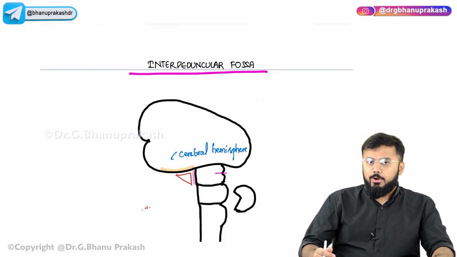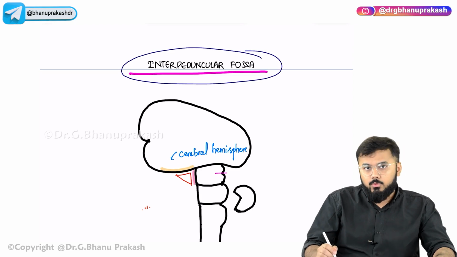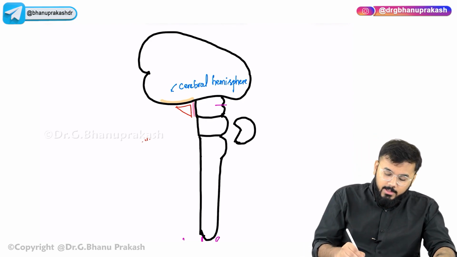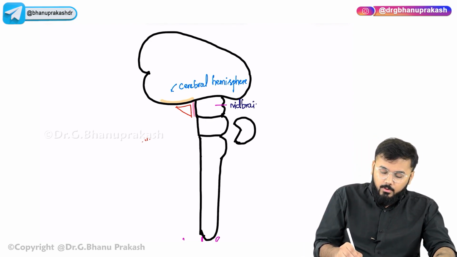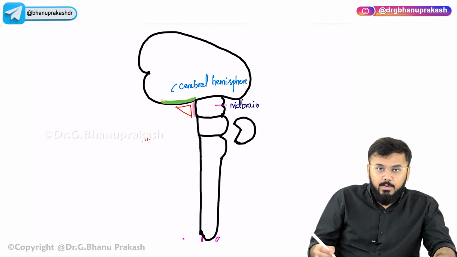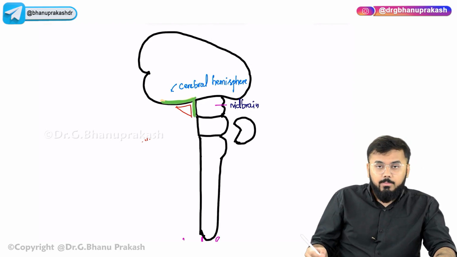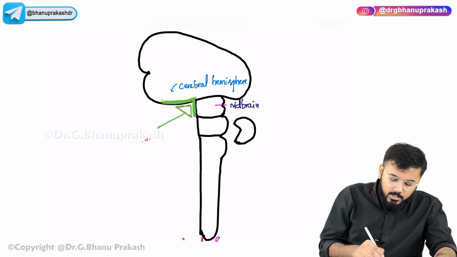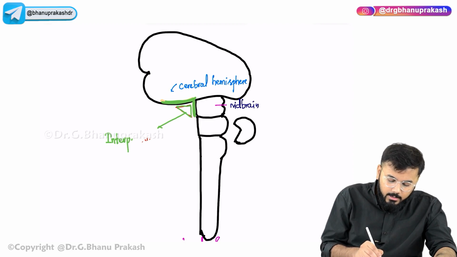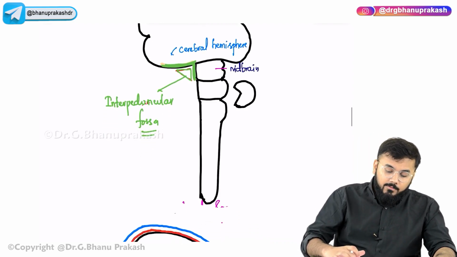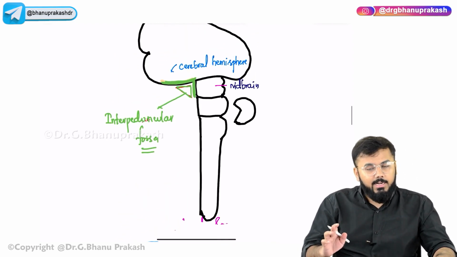Now let us discuss another important topic, that is your interpeduncular fossa. Right. Now what is your interpeduncular fossa? Now all of you know that this is your cerebral hemisphere and this part is your midbrain. Okay. Now this structure which I am showing it to you here, this is called as your base of the brain, and this is called as the anterior part of your midbrain. Front of your midbrain, below the base of the brain, you have got a fossa here. This fossa is called as your interpeduncular fossa.